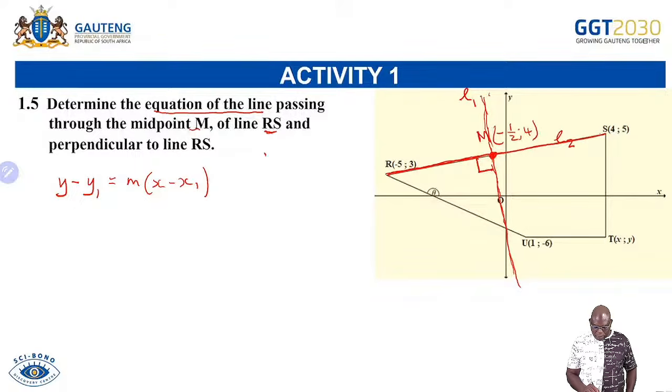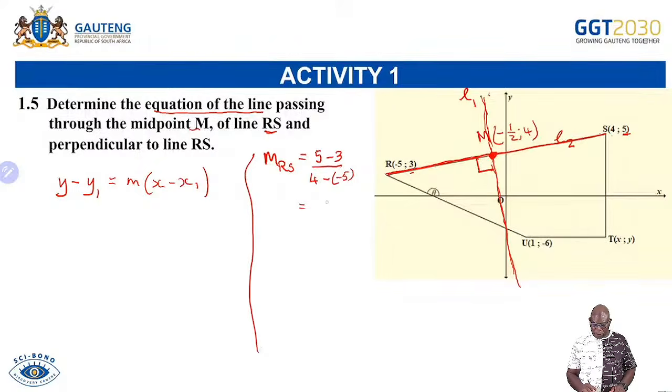Now, the gradient of RS, I don't think we got it. We did not do any gradient of RS. Not done yet. So now let's get the gradient of RS. So the gradient, we start with the y, remember? It's 5 minus 3. If I started with the 5 minus 3, I must start there. 4 minus 5. So the gradient of that line is going to be 2/9. That is the gradient of RS.